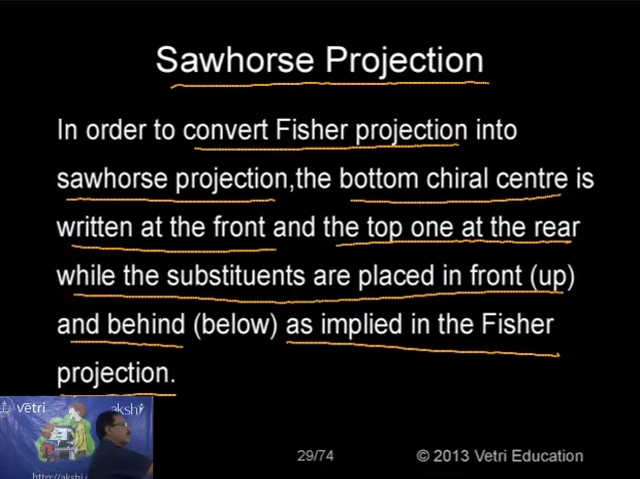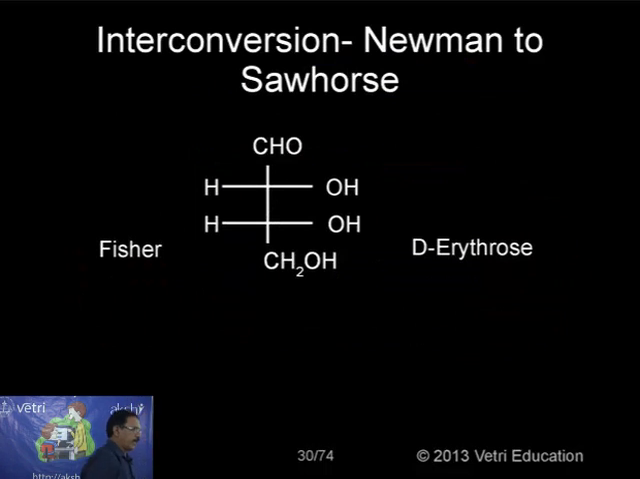Okay, let me go for a suitable example I will take. So what you are seeing now is the structure of D-erythrose. In this D-erythrose, there are 4 carbon atoms: carbon 1, carbon 2, carbon 3 and carbon 4. So if you view this structure, D-erythrose by Fischer, as usual, now what will happen?